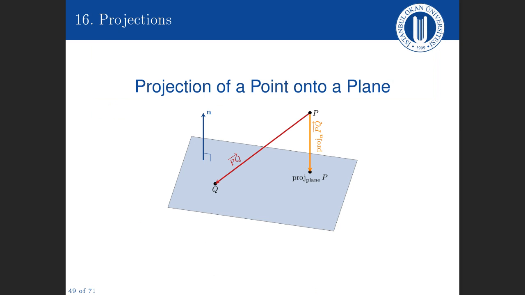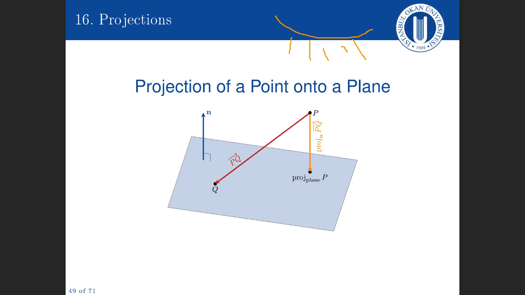The projection of a point onto a plane. I want to take the point P and I want to project it onto the plane. So either I push from up here and I squash the point P down onto the plane, or we can imagine the sun is at the top and we're looking for the shadow of the point P on the plane.